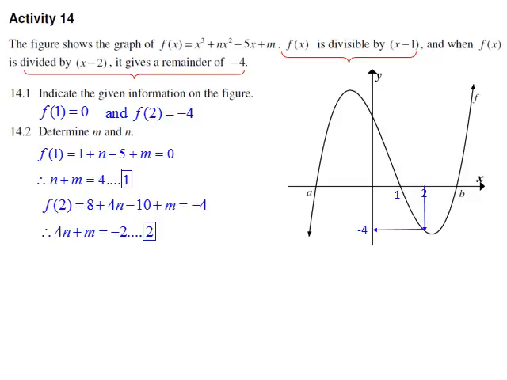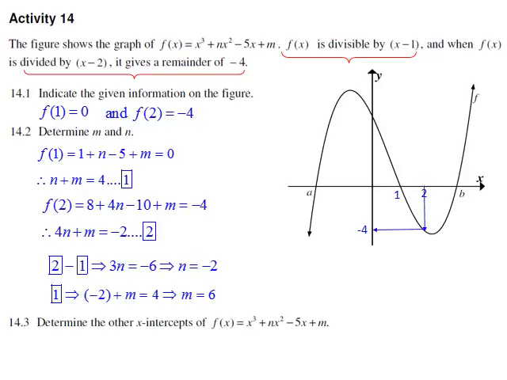These two equations can easily be solved simultaneously by subtracting them from each other. So if I take equation 2 minus equation 1, it gives me that 3n is equal to negative 6, which implies that n is negative 2. If I now substitute n equal to negative 2 into equation 1, it will give me that m is equal to 6. In 14.3, we're asked to determine the other x-intercepts of f(x).